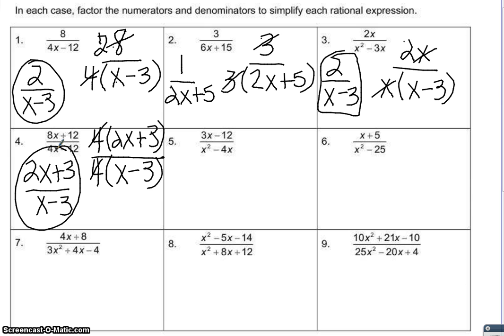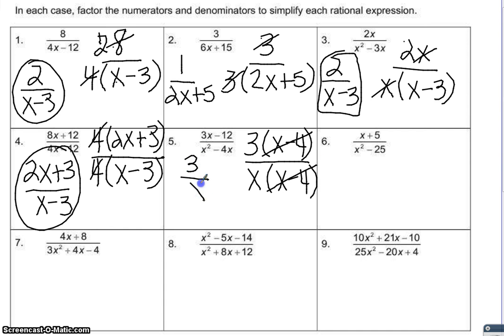Okay, let's look at number 5. What would I factor out of the numerator? That's right, I'm going to factor out a 3, and I have x minus 4 left. In my denominator, what am I going to factor? That's right, an x. So I have x parentheses x minus 4. So here, my x minus 4's are going to cancel. And what I'm left with is 3 over x.